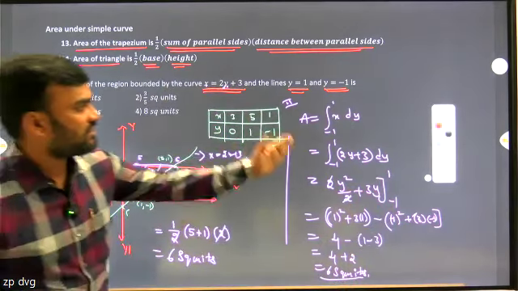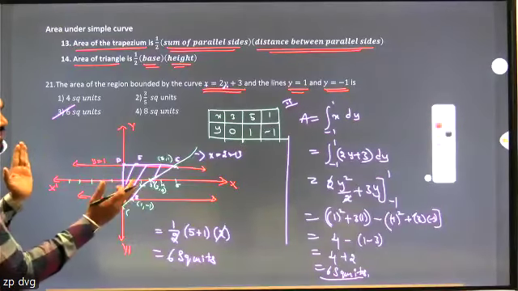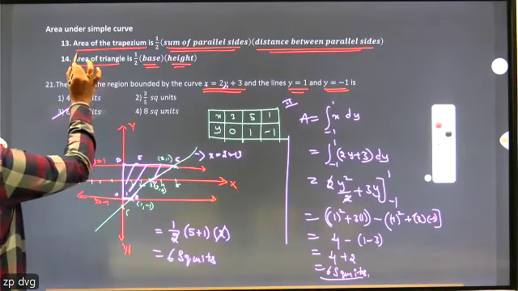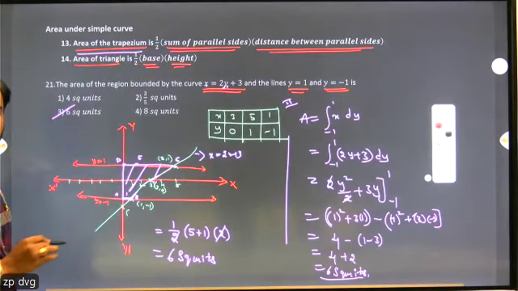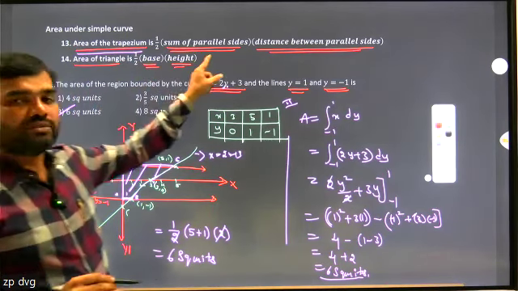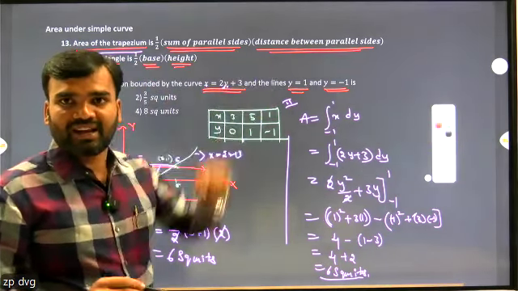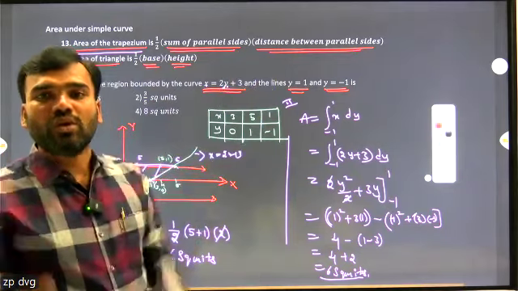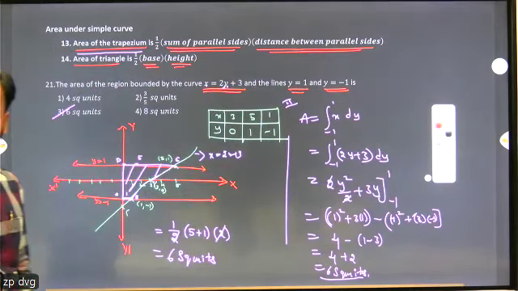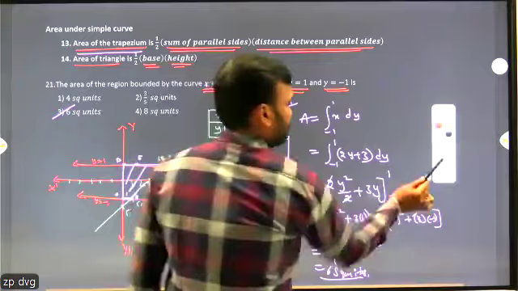Either we have to go for this one or this one. Better we have to know this formula: area of trapezium is half into the sum of the parallel sides into the distance between the two parallel sides. Okay na sir? Next, we go for the next problem.